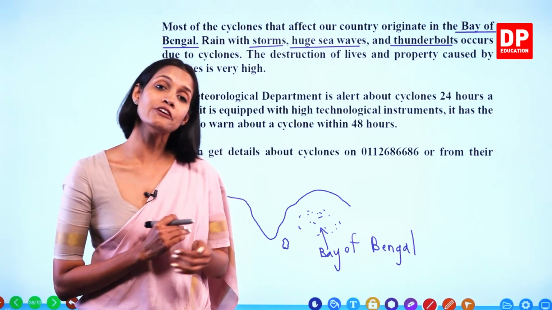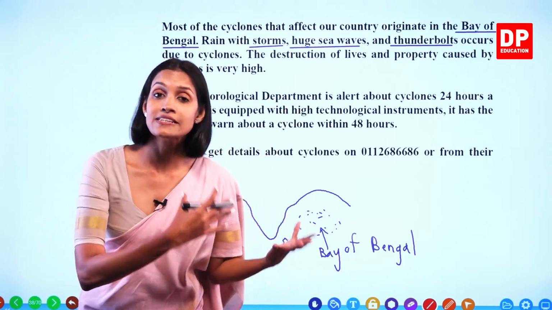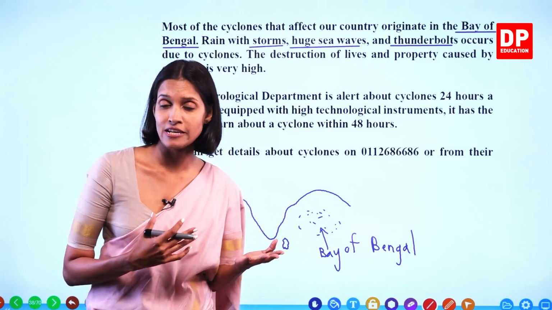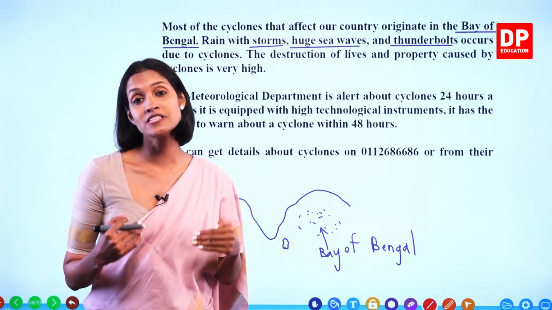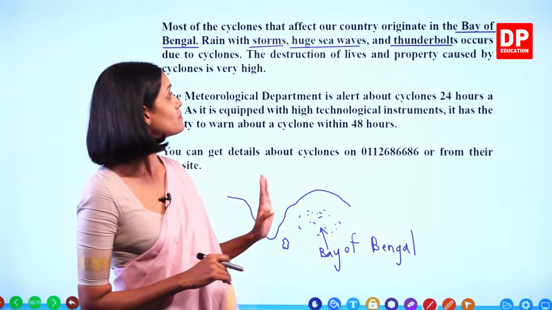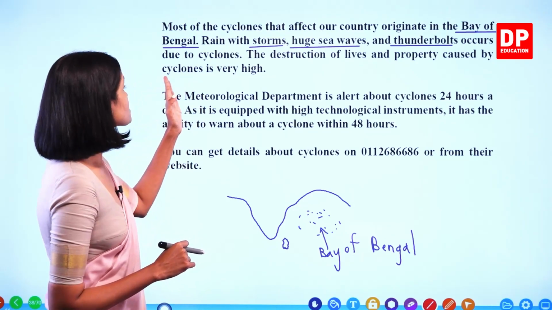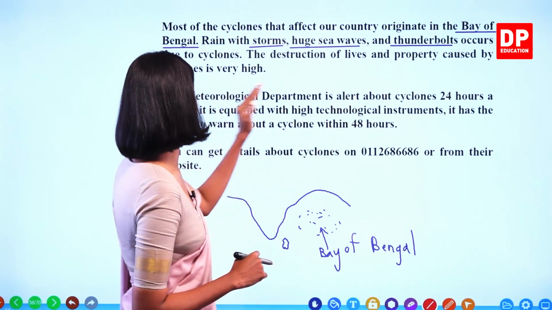For example, if a certain cyclone occurs in the Atlantic region or Northeast Pacific regions, we call them hurricanes. And at the same time, if a cyclone occurs in Northwest Pacific regions, we call them a typhoon. Likewise. Okay, children? Right. So the meteorological department is alert about cyclones 24 hours a day.